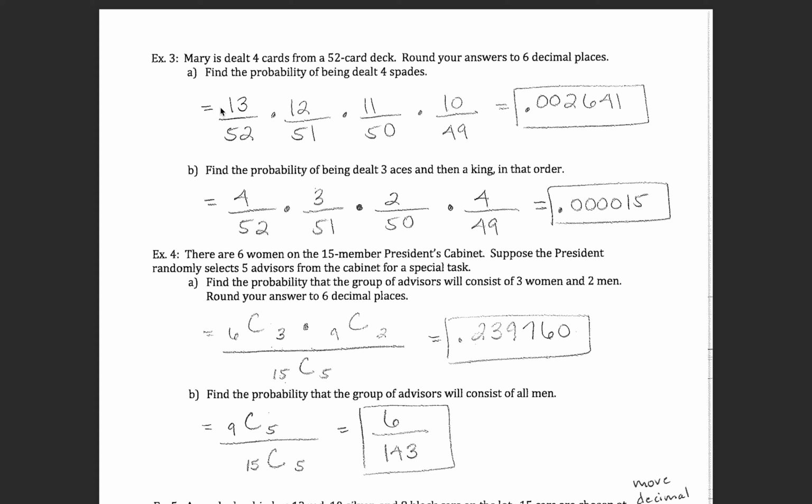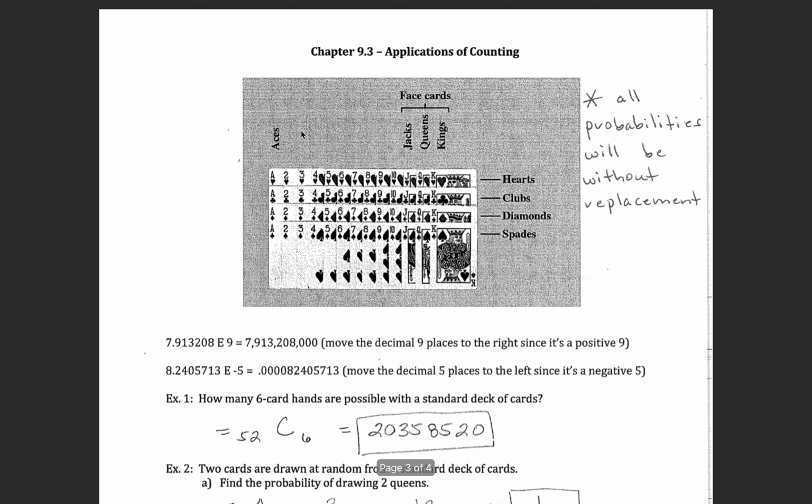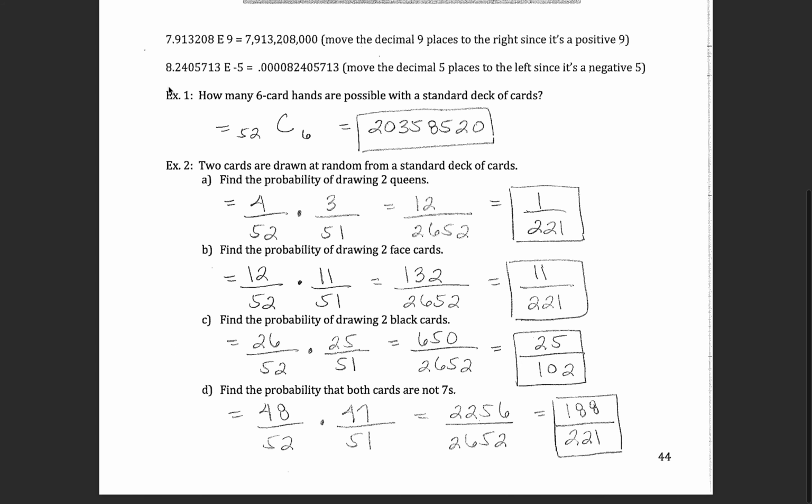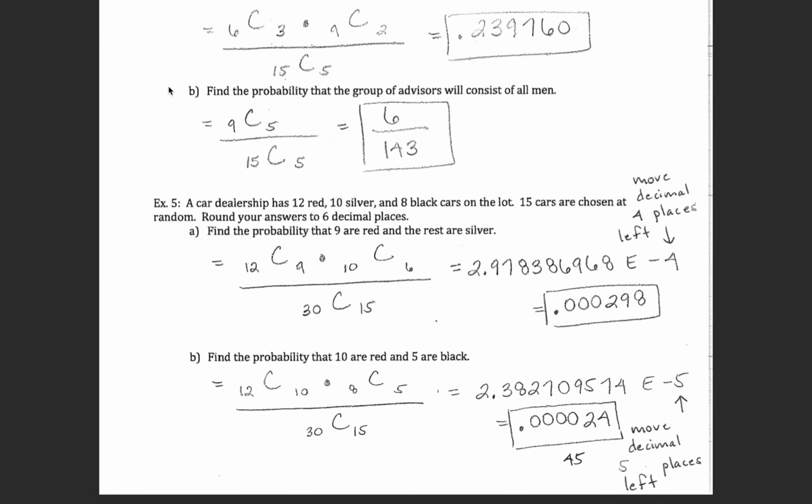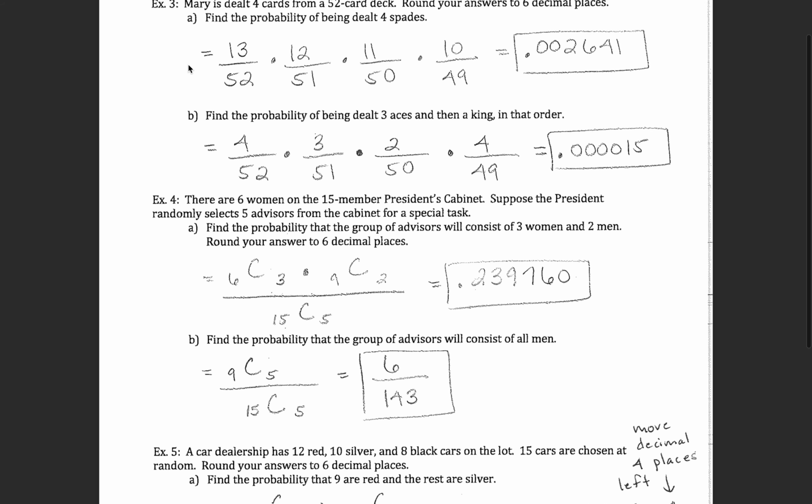So there, we want the probability of being dealt 4 spades. There are 13 spades. There are 13 hearts, there are 13 clubs, there are 13 of each type. You can go back and we can count these. 1, 2, 3, 4, 5, 6, 7, 8, 9, 10, 11, 12, 13. So that's how I know there are 13 of each suit.